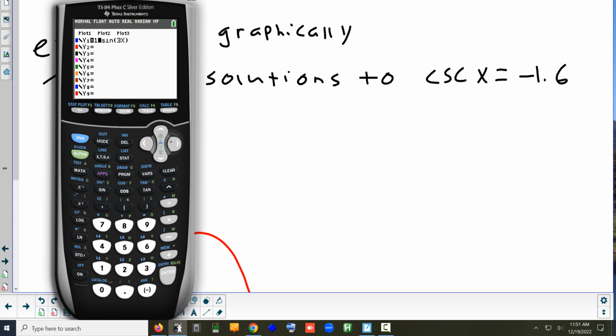So let's put this in. So we have 1 over sine in y1. What would I put in y2? Negative 1.6. And now it's very important that we set the window to be one cycle. So what's the period of cosecant x? Okay, so let's go 0 to 2 pi. If we set it too big, we're going to get more answers than we should. If we set it too small, we might lose some. We need exactly one cycle.